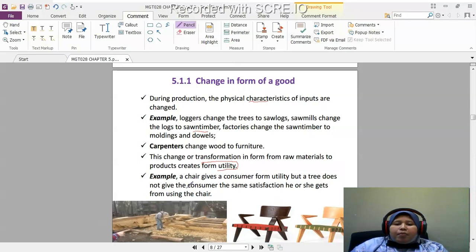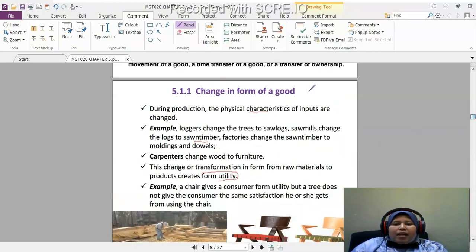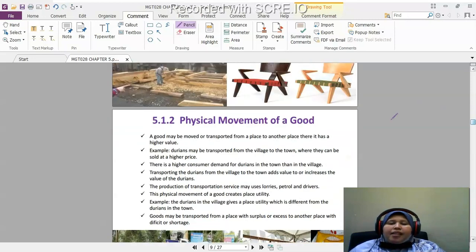For example, a chair gives the consumer form utility, but a tree does not give the consumer the same satisfaction he or she gets from using the chair. So maksudnya bila ada berlakunya perubahan kepada produk tersebut ataupun input raw material, it means that the production has happened. The second one, physical movement of a good.